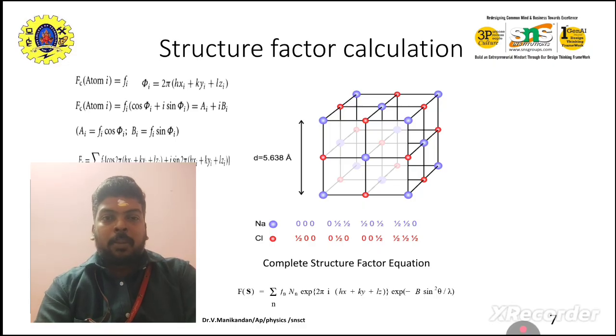In the next class, we will see the structure factor calculation in more depth, and how Fourier transforms are involved in calculating the structure factor for the atomic positions of the atoms in crystalline materials. Thank you.